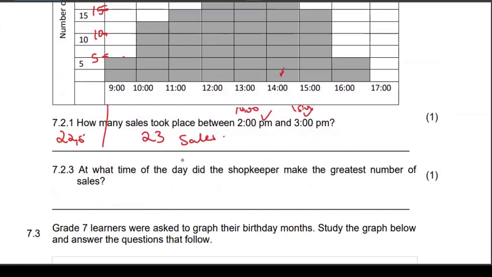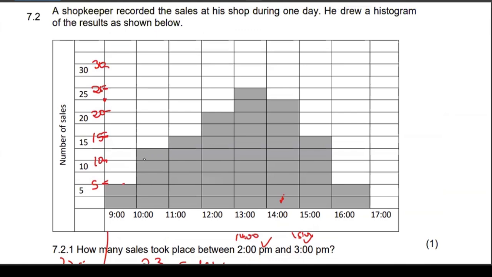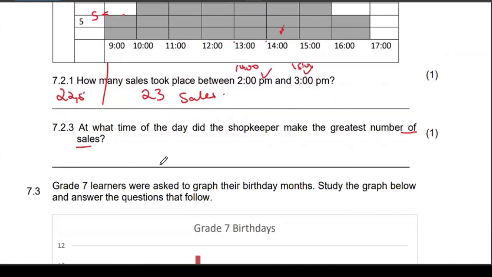Then, at what time of the day did the shopkeeper make the greatest number of sales? For the greatest, we look at the tallest bar, which is this one at 25 sales. So between 1 and 2, so just tell us 13 hours up to 14 hours. Just like that, we don't need paragraphs.